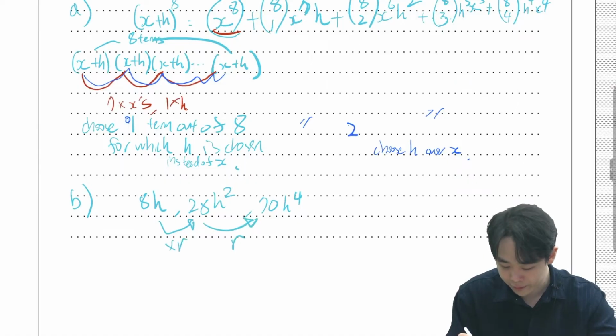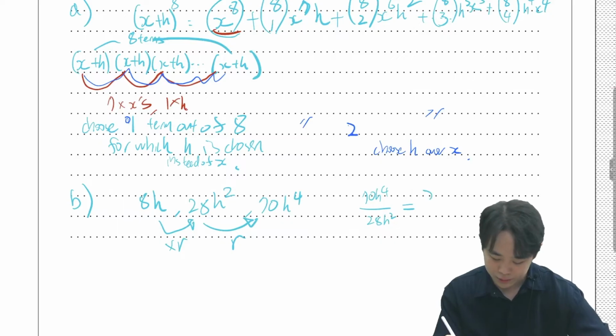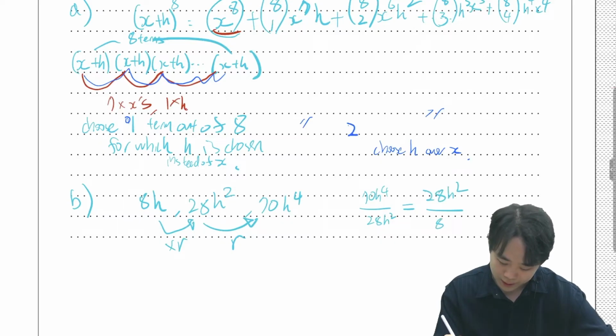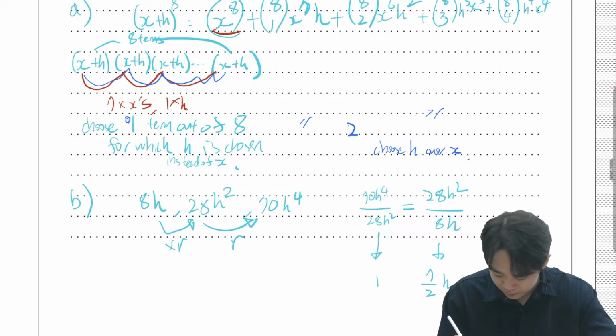If this is a geometric sequence, I'm going from one term to the next by multiplying by a common ratio r. That means 70h to the power 4 over 28h squared is r, which is also equal to 28h squared over 8h. So this simplifies to 14 over 4, or 7 over 2, times h. This simplifies to h squared equals 35 over 14, or 5 over 2.